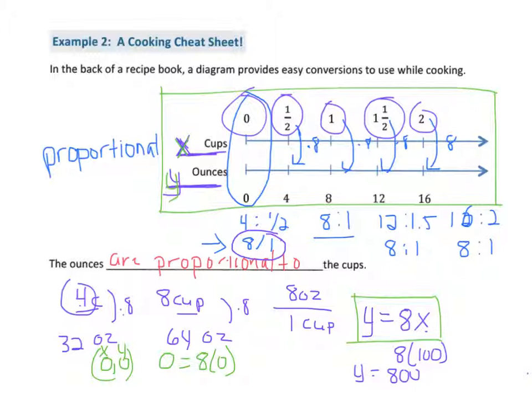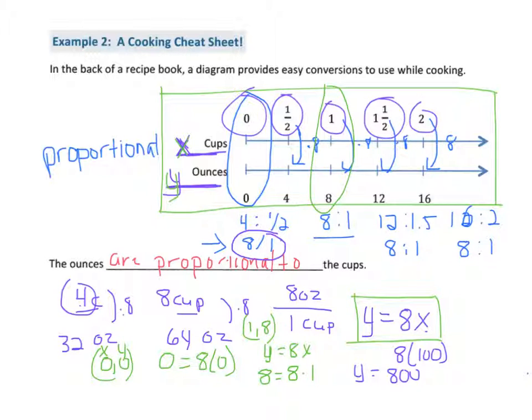8 times 0 does equal 0, but it's really important that you test more than just one ordered pair. So let's do this one. If I take y equals 8x and I plug in 1 because that's my x, do I get 8 for my y? I do. So the ordered pair 1, 8 worked.